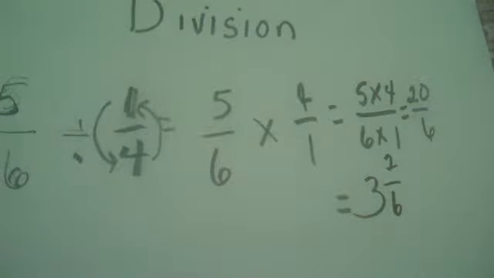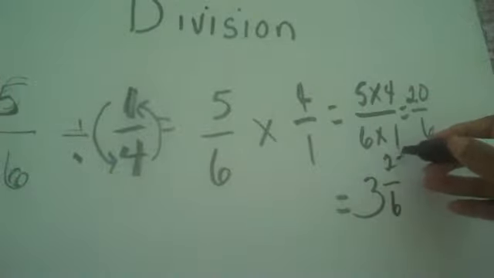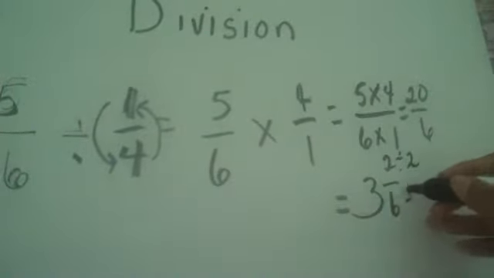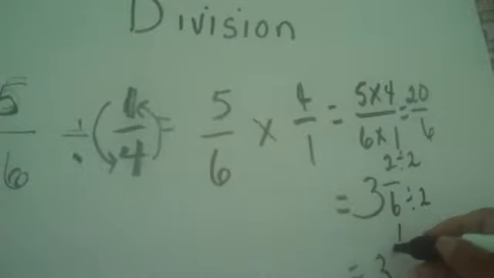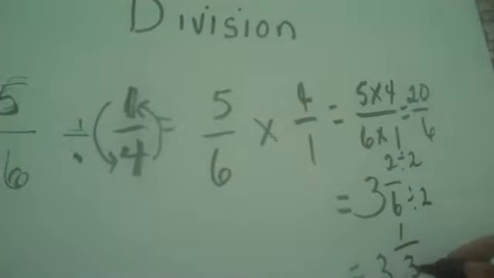2/6 can be reduced because 2 and 6 can both be divided by 2. So we do that. 2 divided by 2 is 1. 6 divided by 2 is 3. So our answer is 3 1/3.